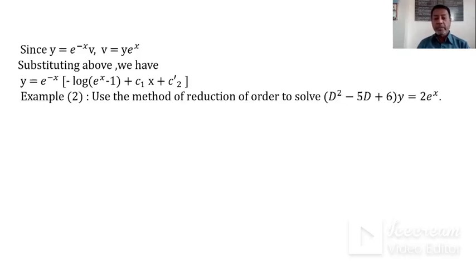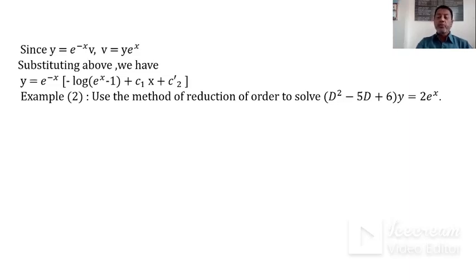I hope you understand. Let us see a few more examples. Now take the next example. Use the method of reduction of order to solve (D² − 5D + 6)y = 2e^x. Again, we must know one solution of the associated homogeneous differential equation.